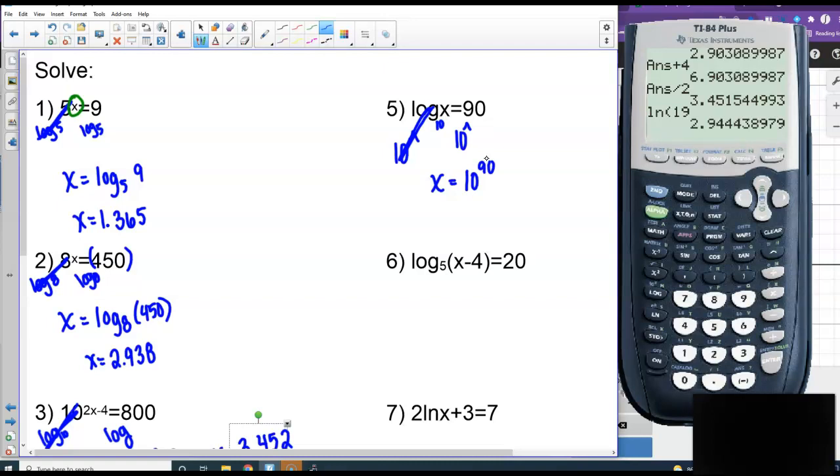Questions? Yes. When it's log x, is it always 10? Yes. So if you ever see, for example, if I had log of x plus 4, something like that, if there is no number here, that's always a 10.